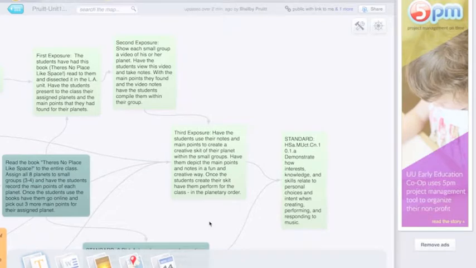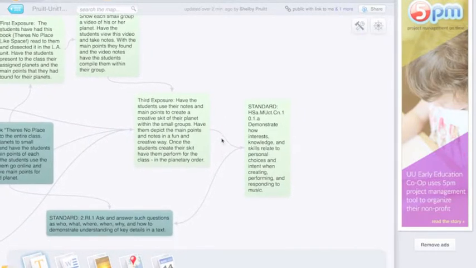Third exposure, using the notes from the video, the novel, and the online resource that they used, I'm going to have the students create a skit within their small groups of the assigned planet and just have them depict the main points and notes in a fun and creative way. So for example, Mars is the color of rust, and that is said in the Dr. Seuss novel. And so the students could have a picture of Mars that looks like the color of rust, and they could use that within their skit. And that would depict their main points.